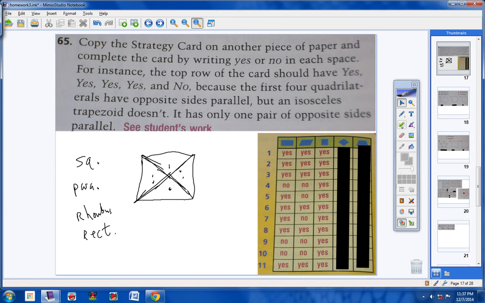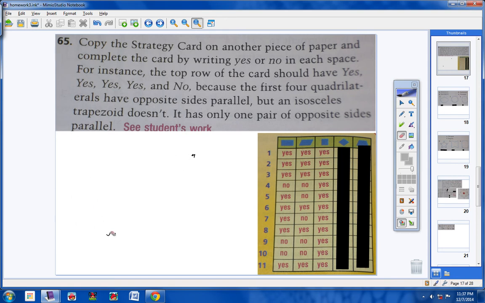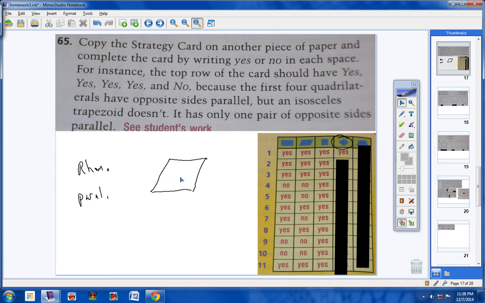Okay, moving on now to a rhombus. Okay, a rhombus right here. So we have a rhombus, which is also a parallelogram, okay? So here's your rhombus here. All that you need for a rhombus is a parallelogram with 4 congruent sides. That's it. Question number 1. Opposite sides are parallel. Yes, because a rhombus is a parallelogram.